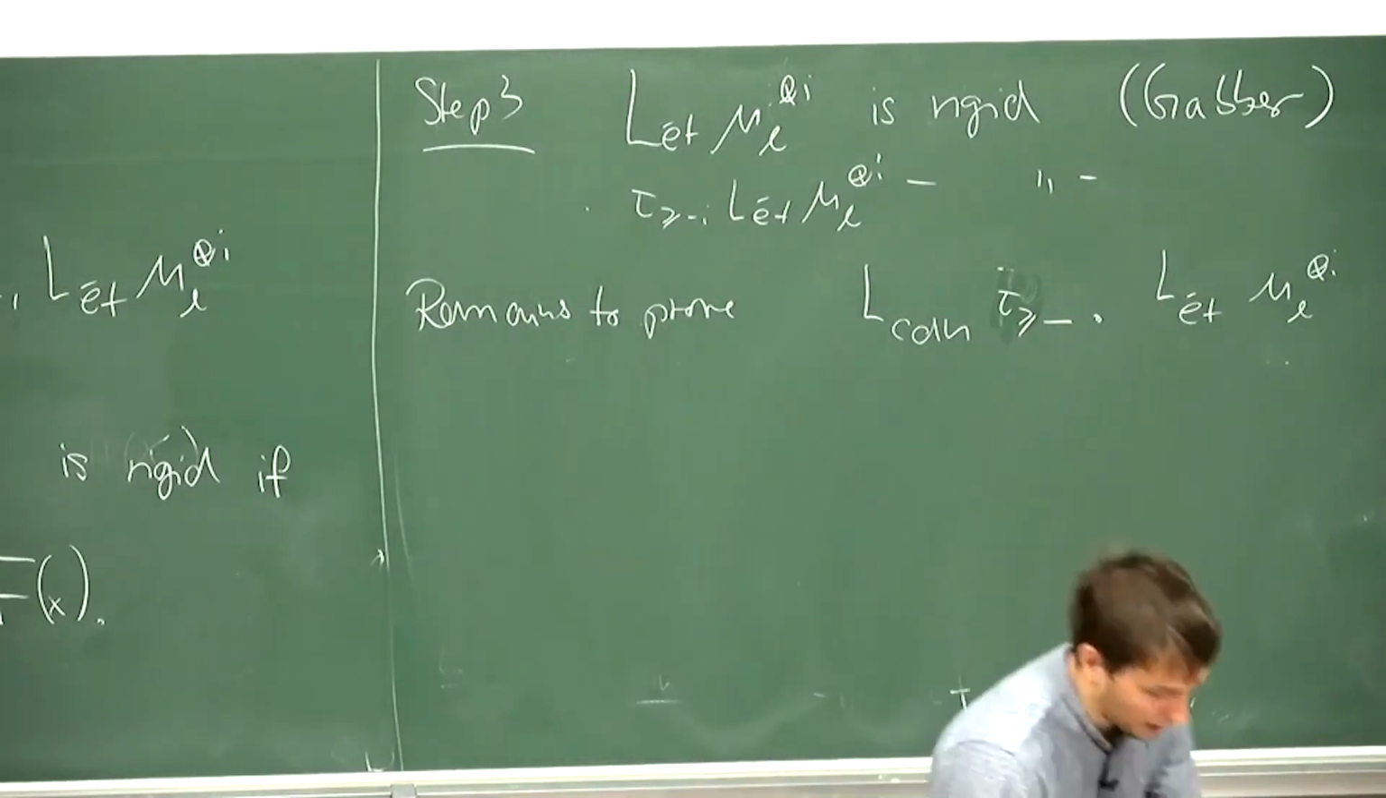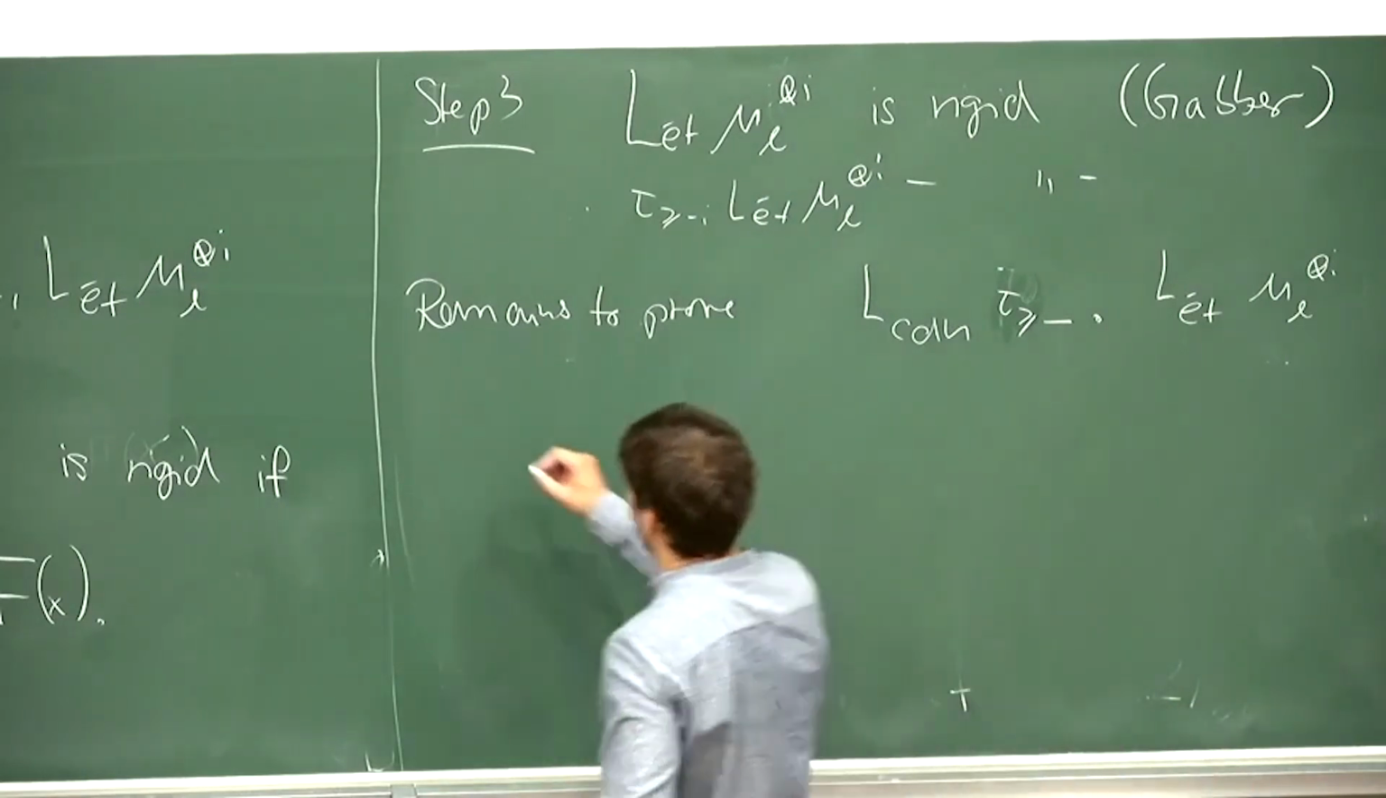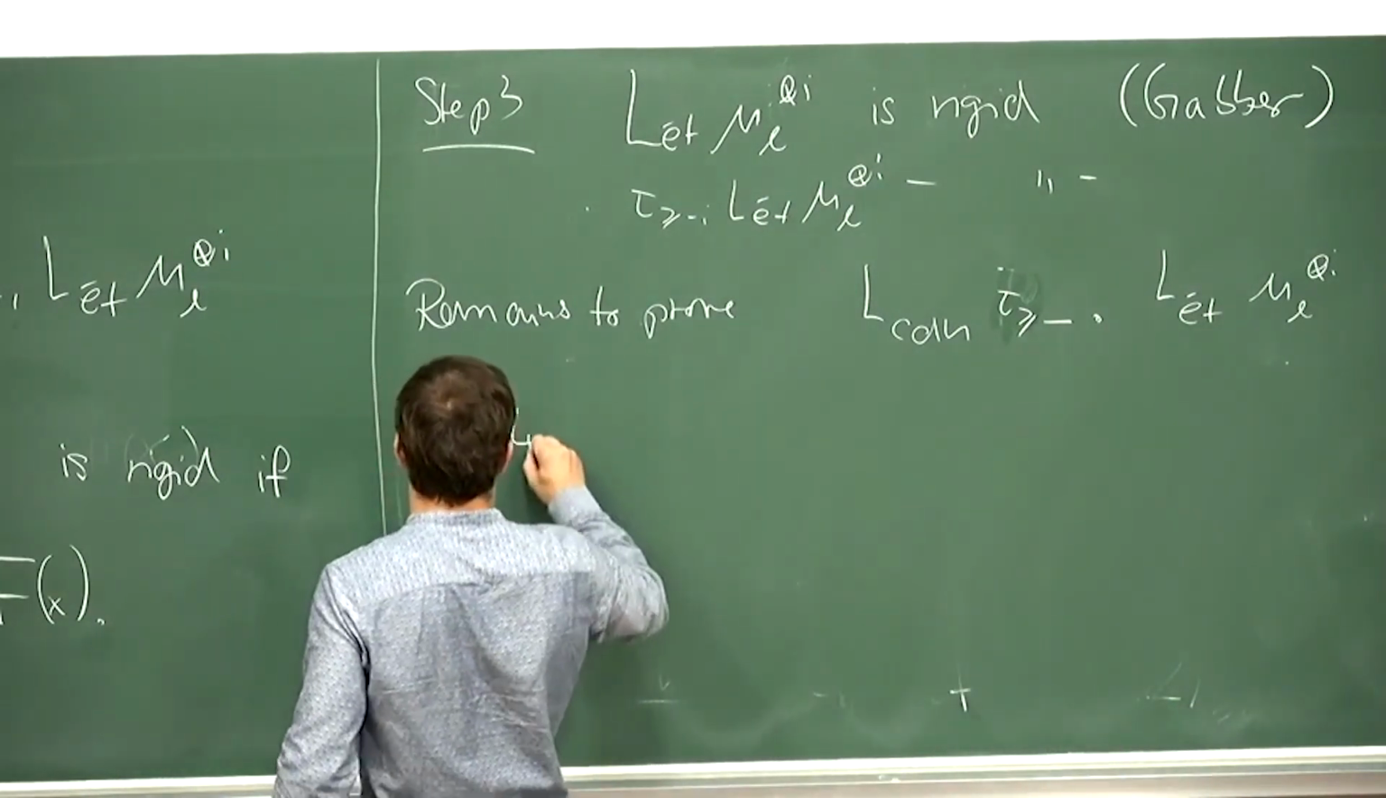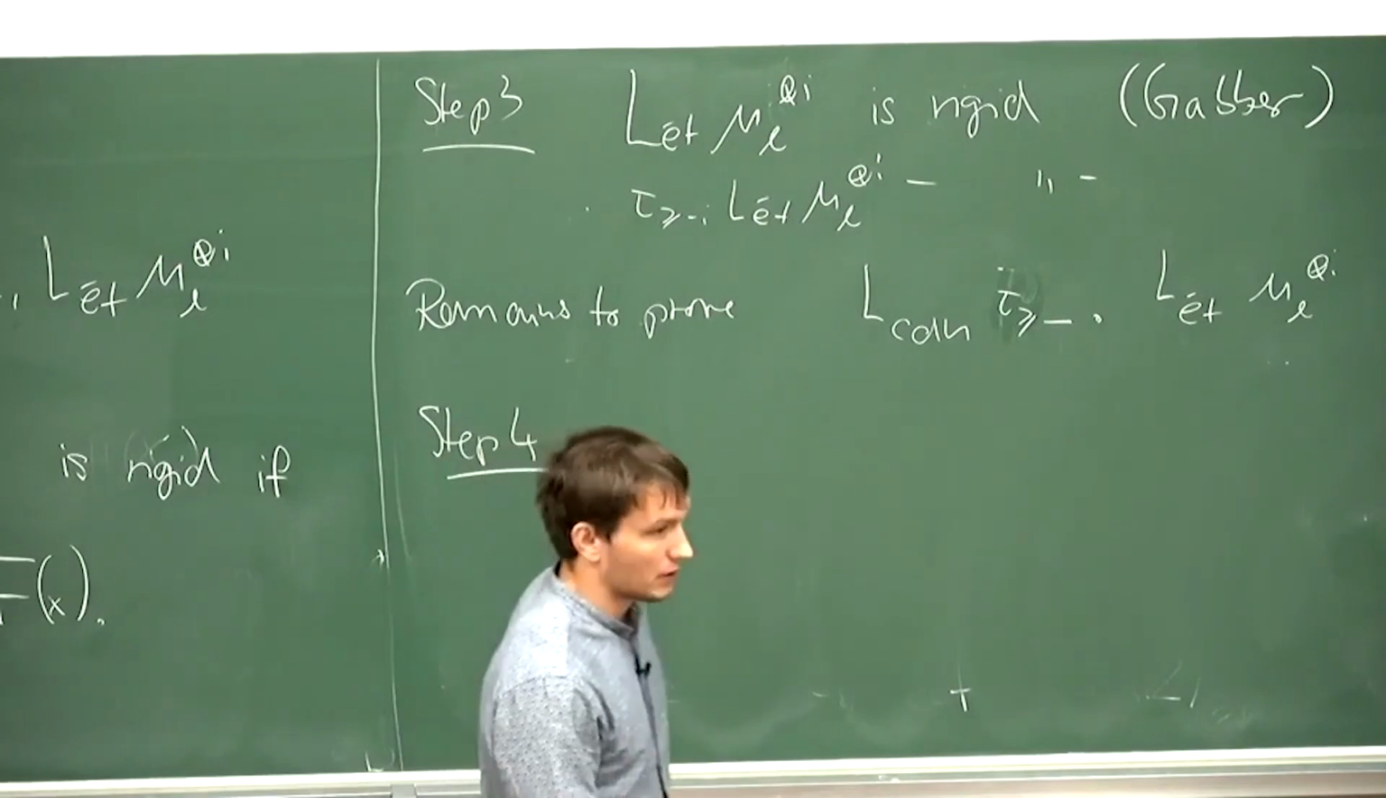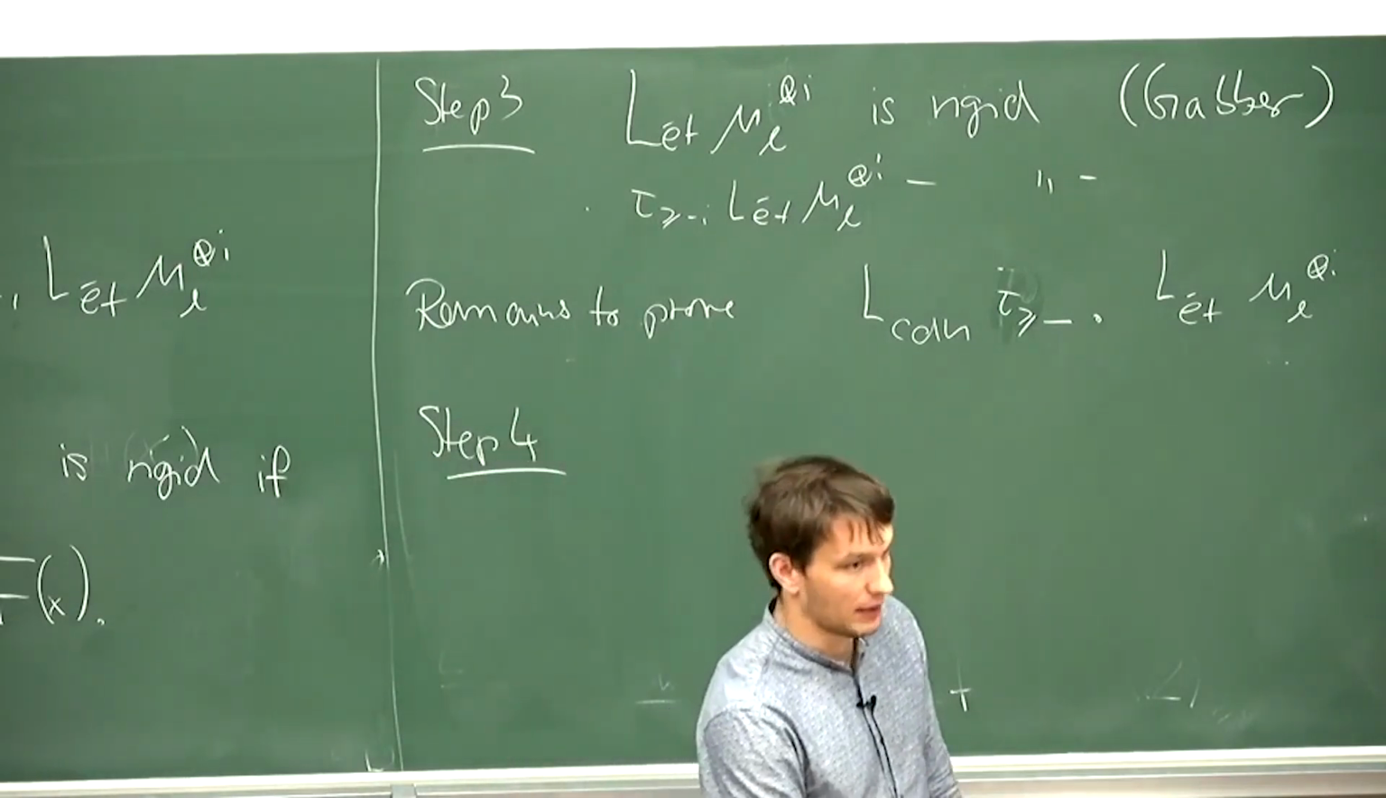Okay, so step 4. Step 4 is that the cdh topos on finite type Z schemes is hypercomplete.